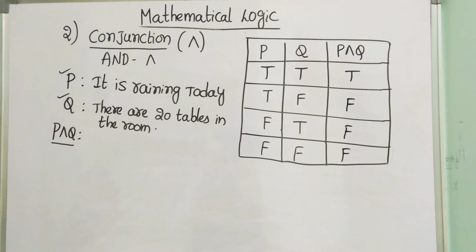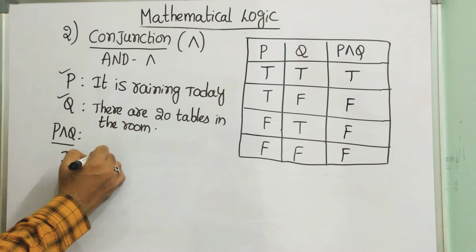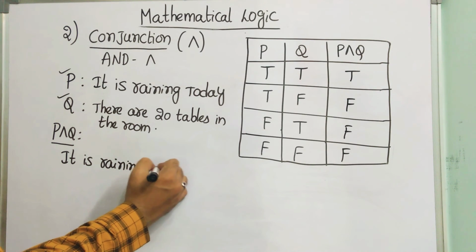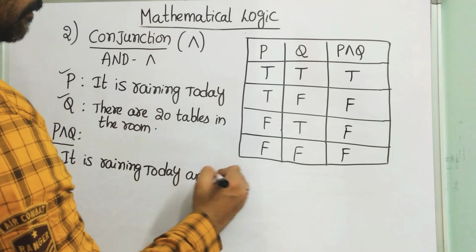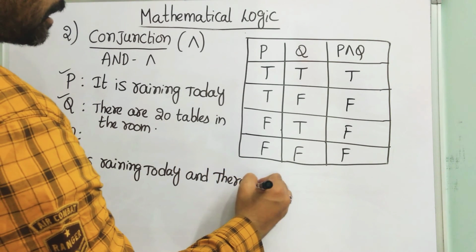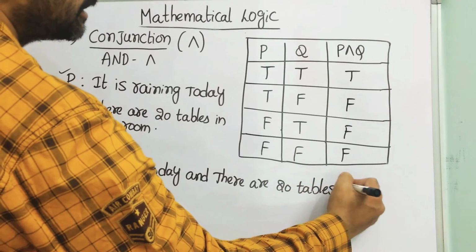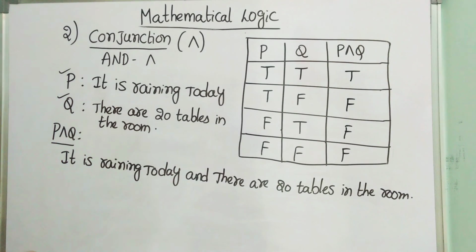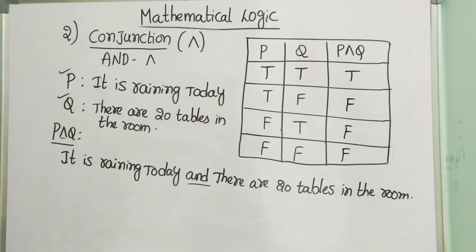Now this P and Q operation can be denoted simply as it is raining today and there are 20 tables in the room. Okay. So this is how we can use this conjunction operation to indicate both the statements P and Q.